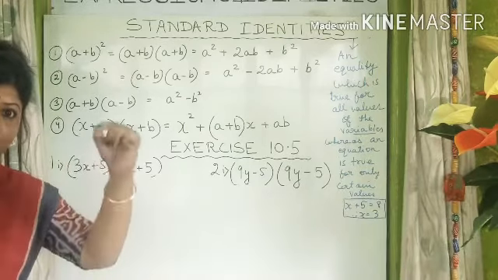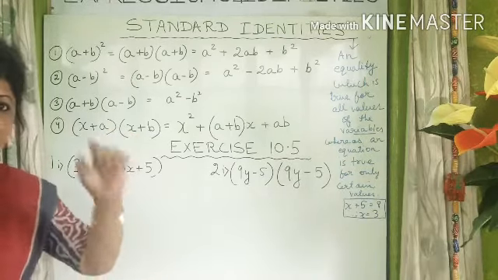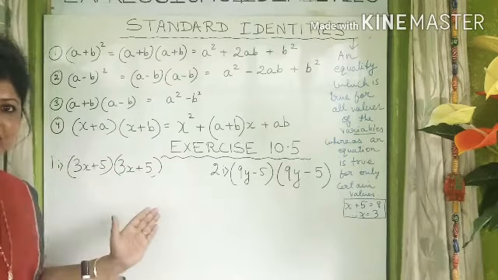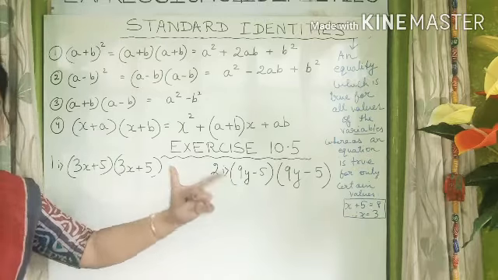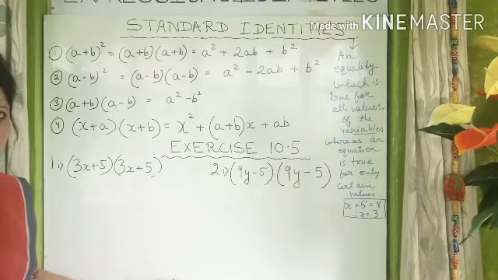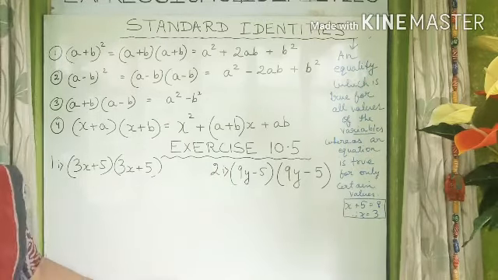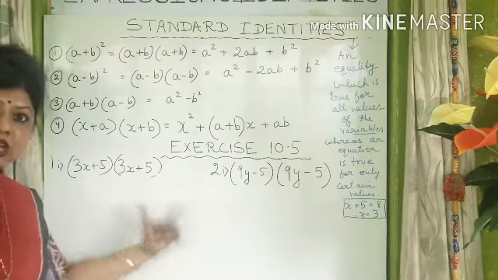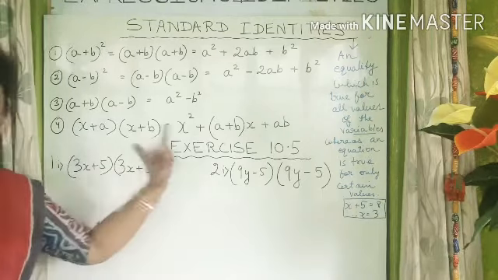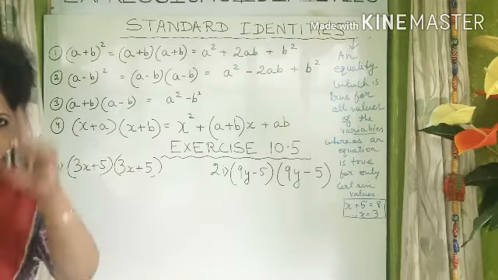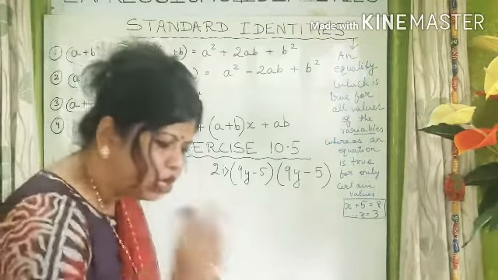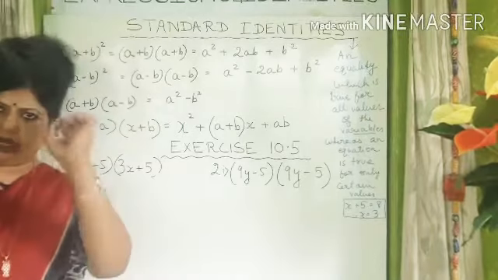But when the question itself says that you have to apply identity and solve, then you have to solve it in that particular manner. Be very careful. You cannot straight away go to multiplication. You cannot start up with that. You have to mention that utilizing which particular standard identity you are solving this sum. Why? Because your question says using suitable identities find the product.